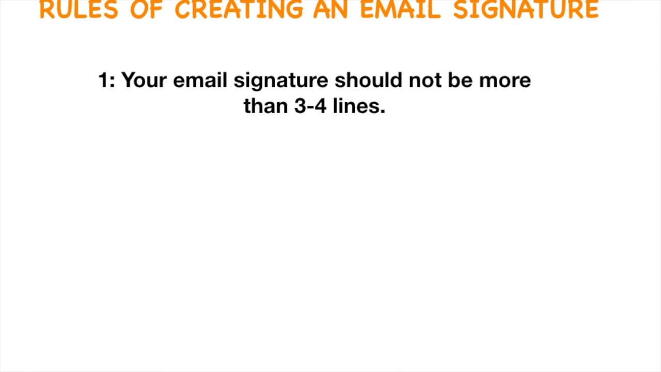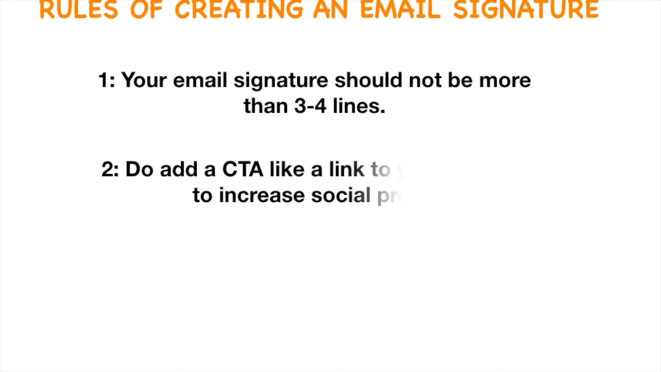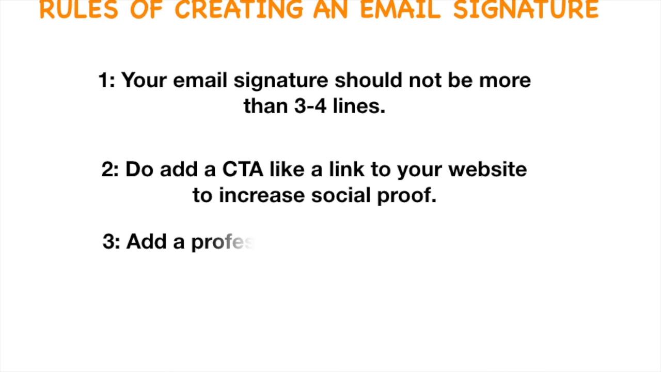You have to make sure that you remember these things while creating a perfect Gmail signature. Your email signature should not be more than 3 to 4 lines. It should be short. You don't have to make it look like a paragraph, and keep it short, simple, and to the point. Number two, do add a call to action. Like if you have a website, you can add a link of your website, or if you're on LinkedIn, you can add a LinkedIn badge in your Gmail signature.